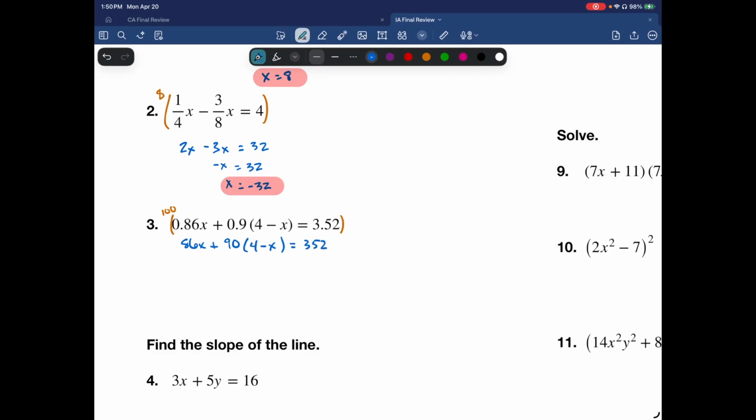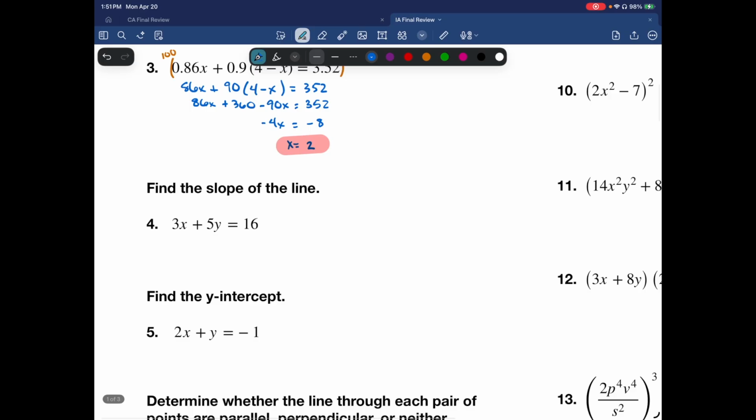All right, so let's distribute that 90. So it's going to be 360 minus 90x equals 352. All right, and then 86 minus 90 is negative 4x. And if you subtract the 360, you get negative 8. So x equals 2. All right.